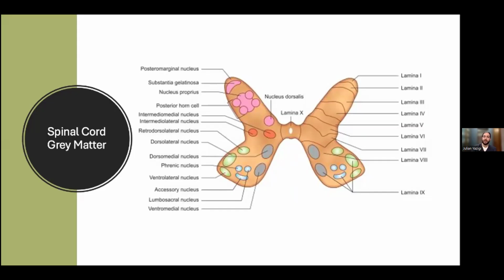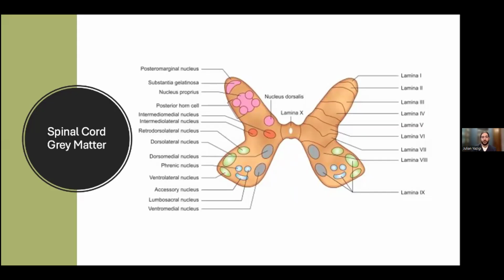In the cervical and lumbar enlargements, this lamina expands substantially due to the density of motor units required for limb control. Motor nuclei within lamina 9 form discrete clusters that correlate with specific muscle groups, allowing for highly localized deficits when these neurons degenerate, as seen in motor neuron disease.